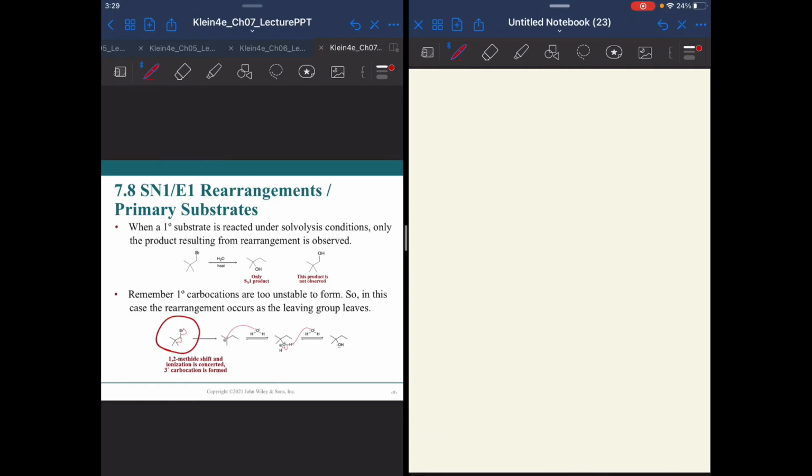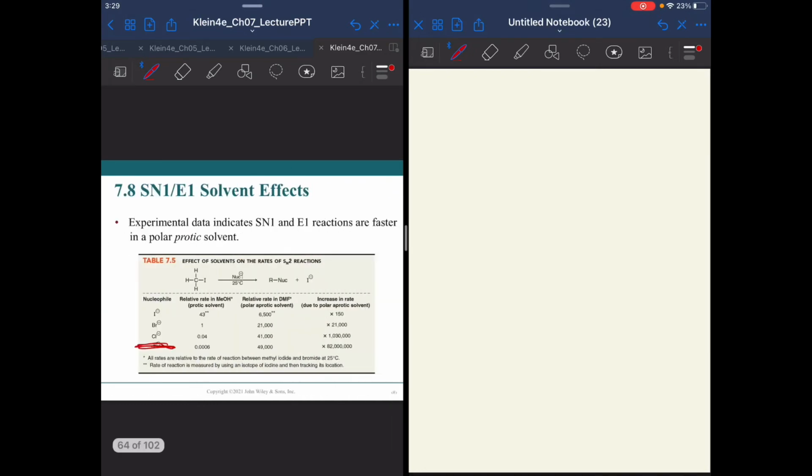Something that I just want to warn you that you may see would be this concerted process of the rearrangement happening at the same time as the leaving group. I don't care if you show it in one step or two, as long as you're not showing the reagent involved, right? It's still unimolecular. The reason that they're showing it as a concerted step in this problem is because the primary carbocation is so unstable. So the reason that this leaving group is able to leave is because it also is rearranging.